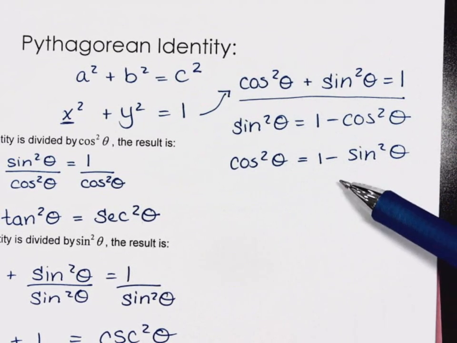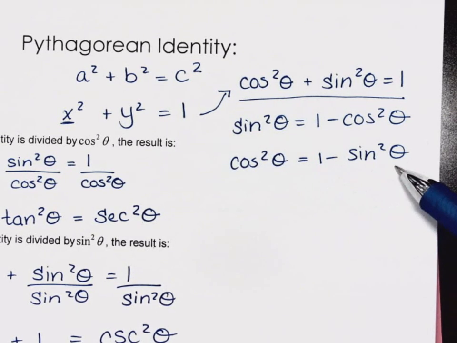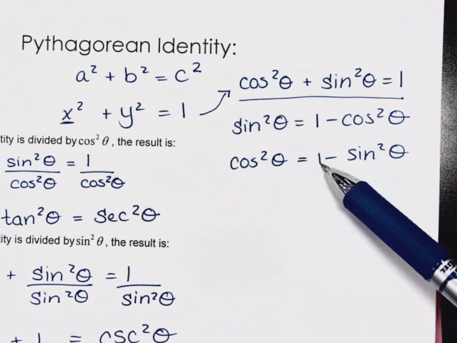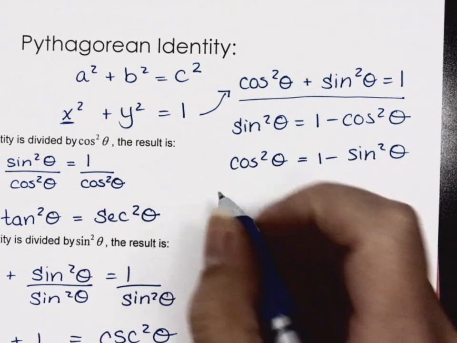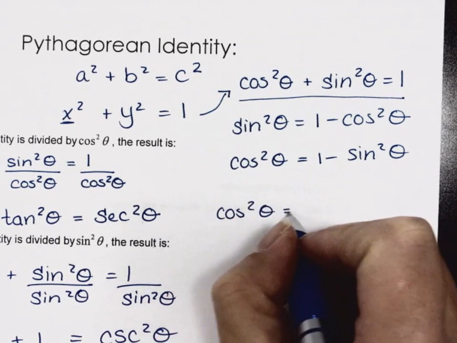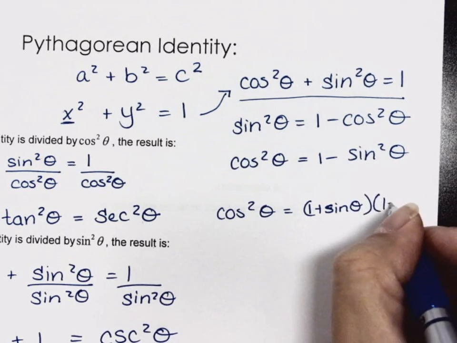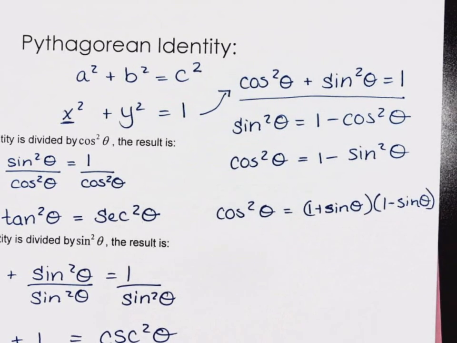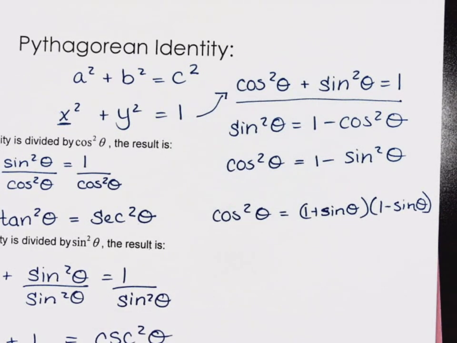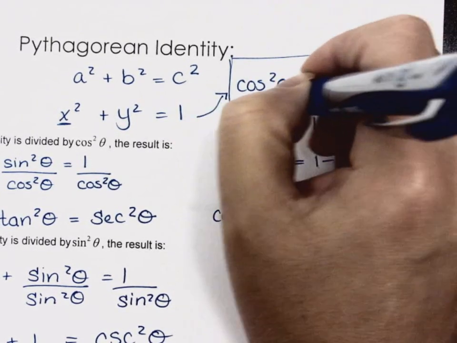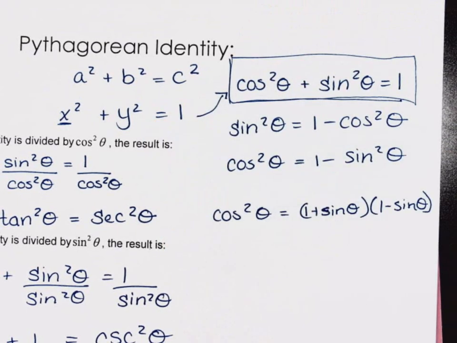I'm also going to point out something else. Can you factor that? That's a difference of squares. Perfect square in the front, perfect square in the back. So all of a sudden, I've taken a really generic thing, this is my Pythagorean identity, and I've made 4 or 5 or 6 different identities out of it.